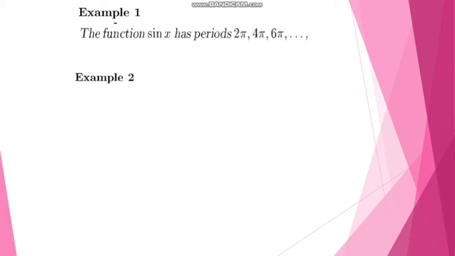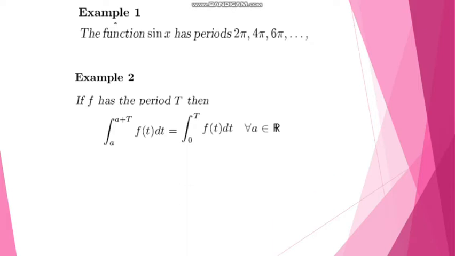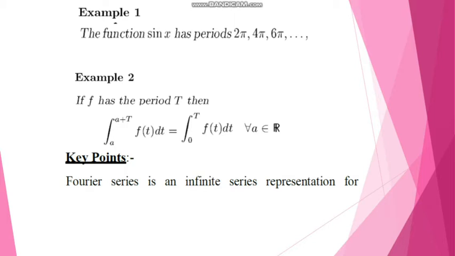Coming to another example, if the function f has the period capital T, then the definite integral of f of t dt from a to a plus T is the same as the integral from 0 to T of f of t dt, where a is a real number. You can remember one of the key points regarding Fourier series: it is an infinite series representation for periodic functions in terms of two trigonometric functions, sine and cosine.